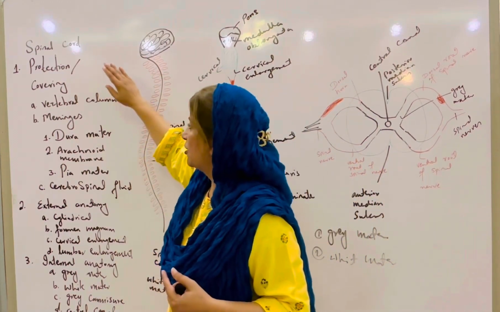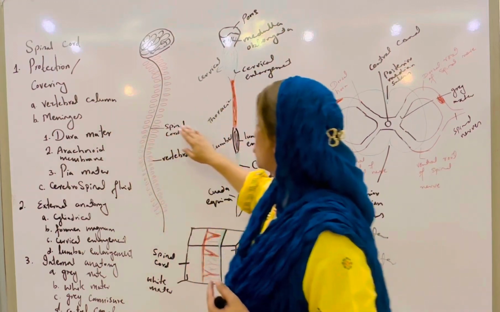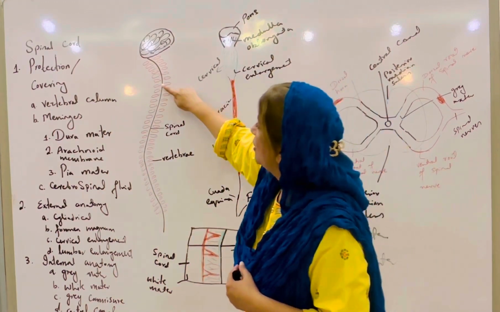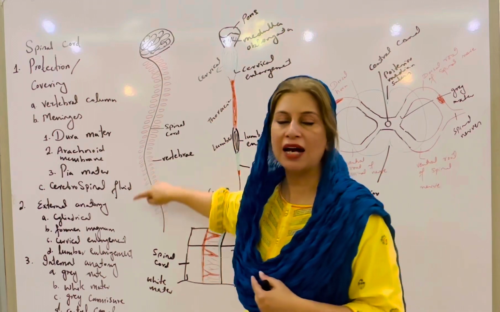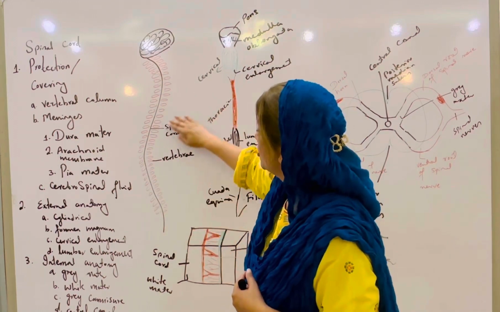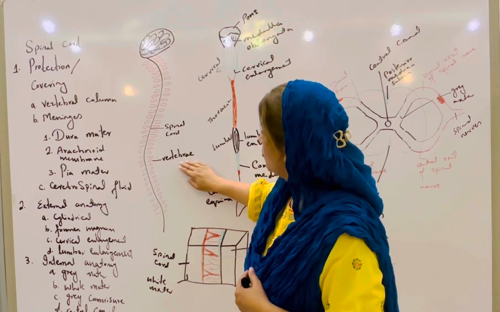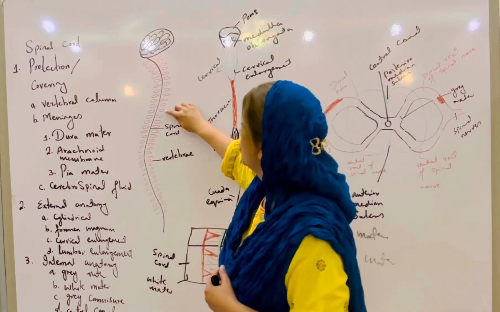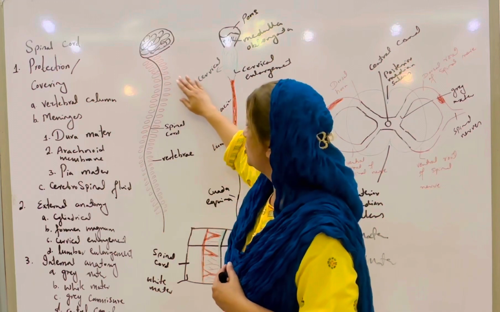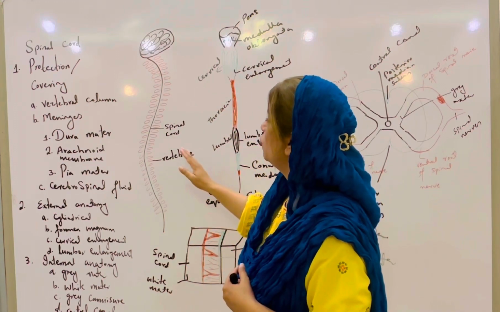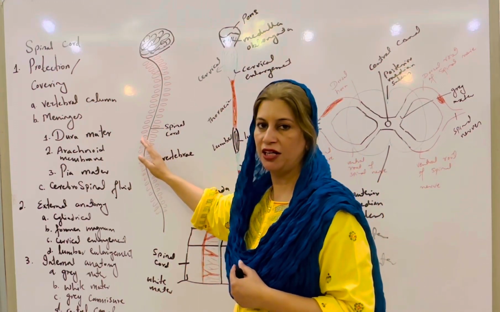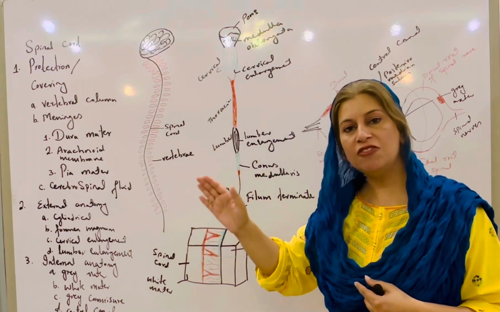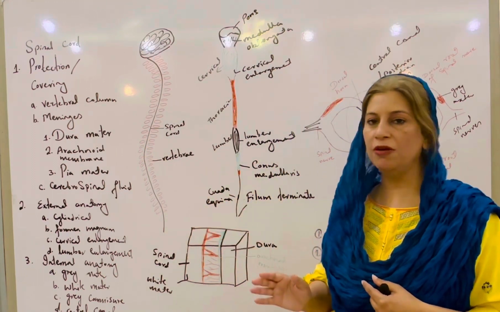The spinal cord is protected by the vertebral column. Students, you can see here that this spinal cord, shown in the black line, is protected by the vertebral column. The vertebrae of the vertebral column are shown in the red lines. These vertebrae are there to protect the spinal cord, right? There are a total of 33 vertebrae in the vertebral column.